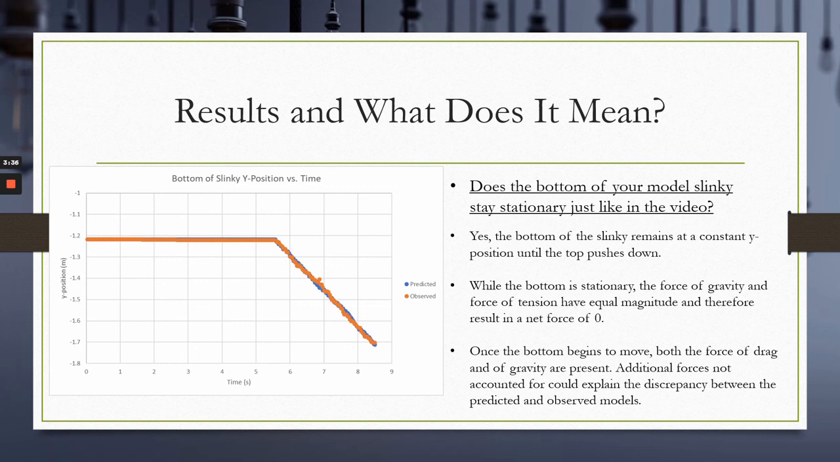Based on the graph, it is evident that the bottom of the slinky remained at a constant position with a net force of 0 until it was pushed down by the part above. The y position then began to decrease as the force of gravity overcame that of drag.